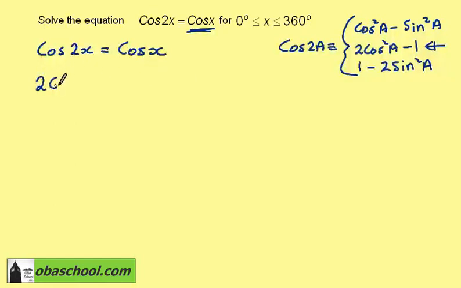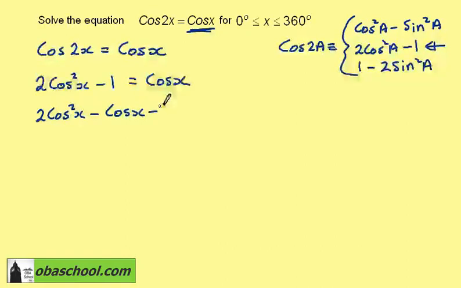Substituting in, we get 2 cos squared x minus 1 is equal to cos x. And if we subtract cos x from both sides, we get 2 cos squared x minus cos x minus 1 is equal to 0. And this is a quadratic equation, so we should be able to solve this.